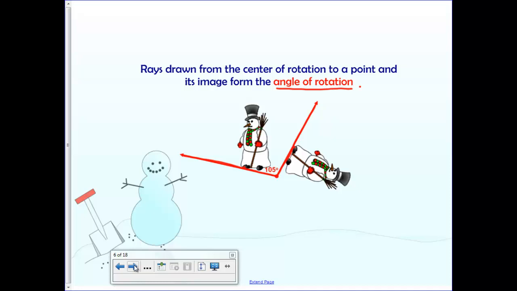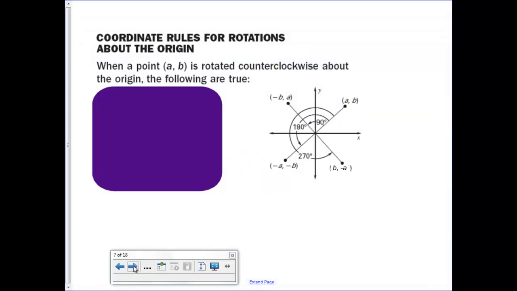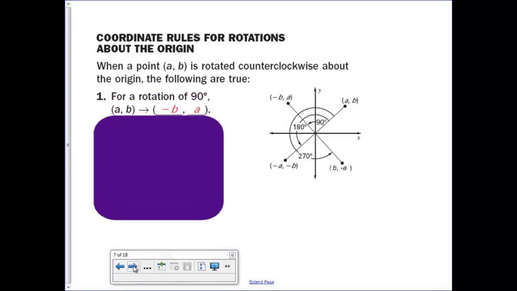When I have these two rays drawn in here, you could get out the protractor and measure it, and this is actually a 105-degree angle. You could measure it on your paper and come up with the same thing. So we have special rules for rotating figures around the origin.